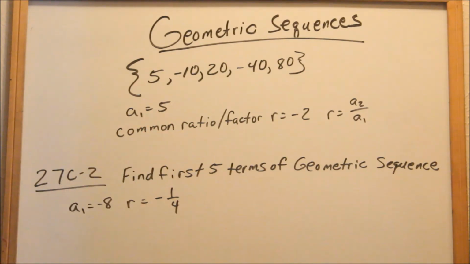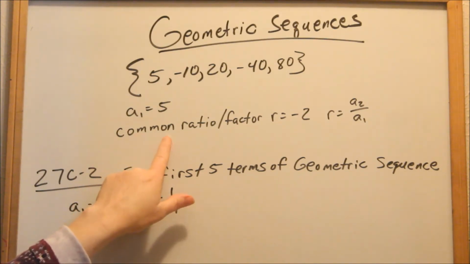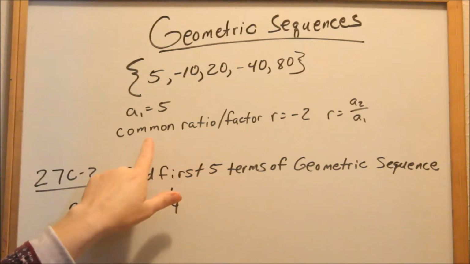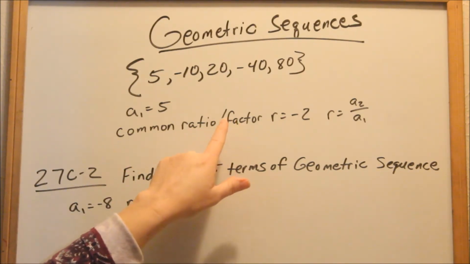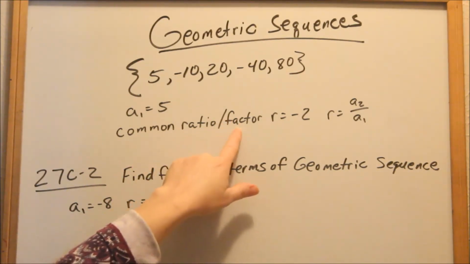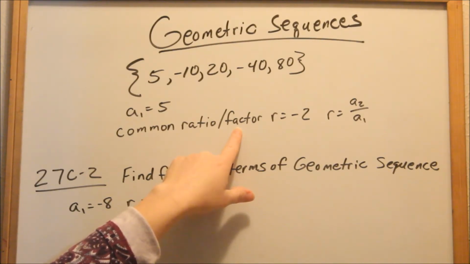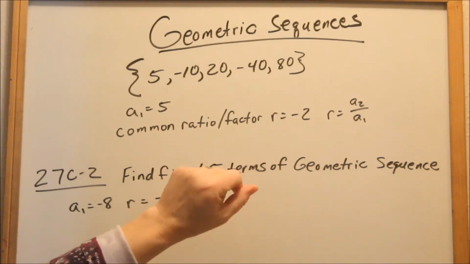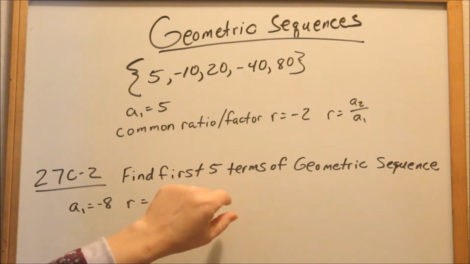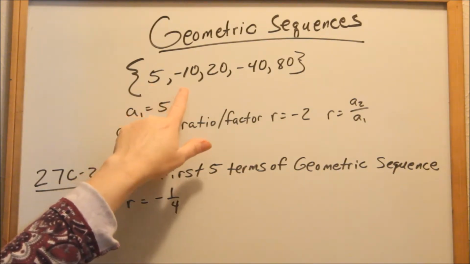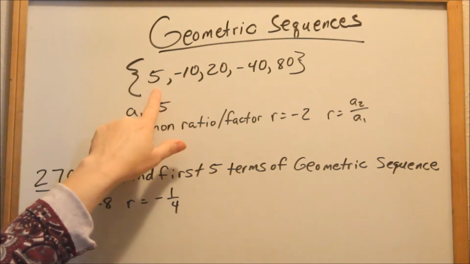The difference between the geometric sequence and the arithmetic sequence: in an arithmetic sequence, you're adding to get to the next number. You're adding the same thing. That's called the common difference. In a geometric sequence, you have a common ratio, or also called common factor, and a factor is usually multiplication. So in a geometric sequence, you are multiplying the same number each time. So here, I am multiplying by -2 every time.